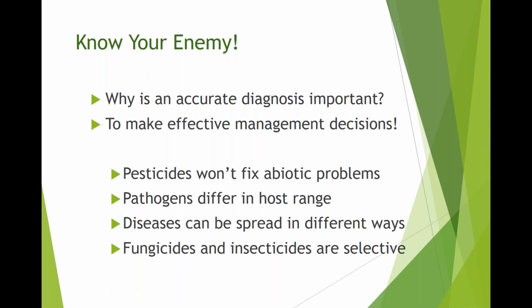Diseases can be spread in different ways. Different pathogens have different pathways to gain access into plants. And so again, the choice that you make for cultural practices depends on the diagnosis that you have for a particular problem. And finally, any kind of pesticides you may use, fungicides or insecticides, they're selective. There is not one single magic bullet to care for all of the insect and disease issues that you might have in a greenhouse crop. So that's why identifying the particular causal agent is so important.